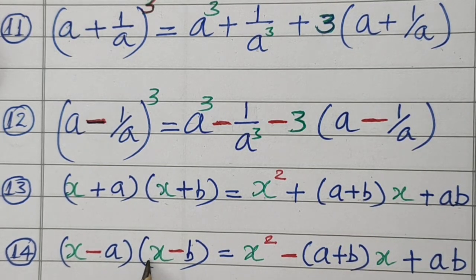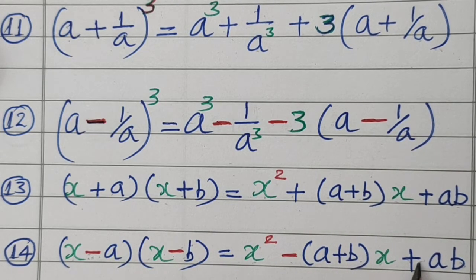x minus a into x minus b. In both the places you have a minus. Therefore, x square minus a plus b into x plus ab. When both the places have minus, you will have minus in one place, and the last term you get plus ab. x minus a into x minus b is equal to x square minus a plus b into x plus ab. There is only one minus here. In the rest of the places it is plus.